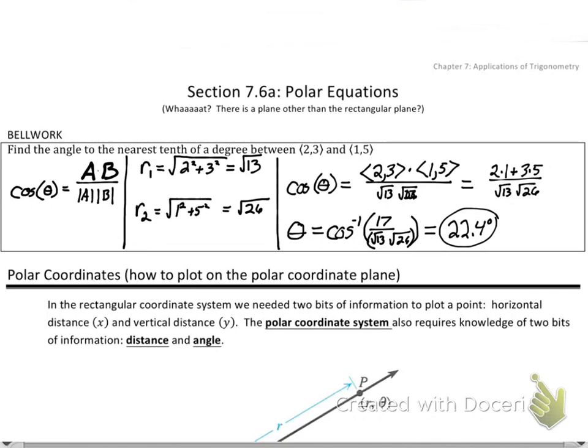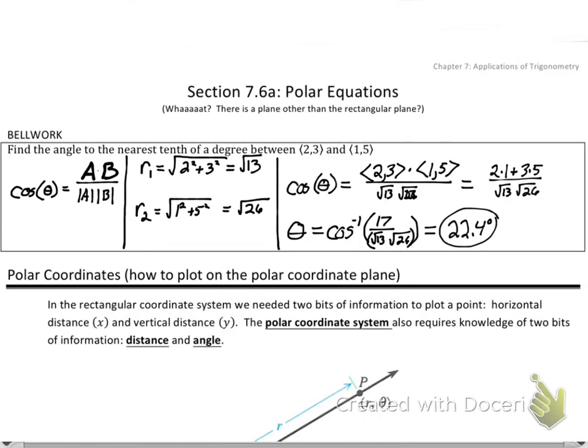That way you know what's in the denominator. Otherwise it's going to do 17 divided by square root of 13 multiplied by square root of 26. So it probably didn't come out the first time, right? Make sure your denominator is always in parentheses. Did that come out right then? Yeah. Good.